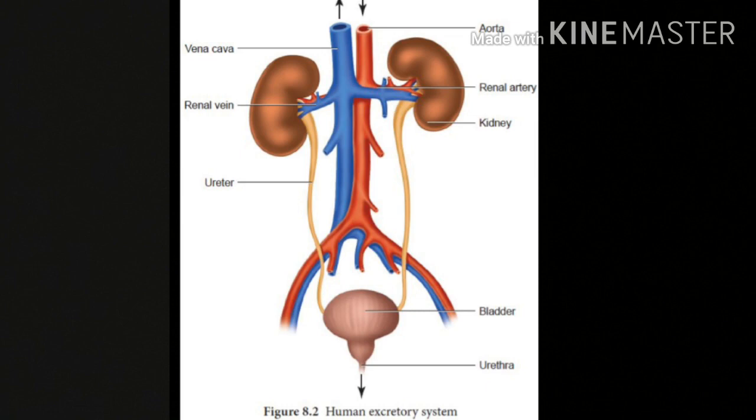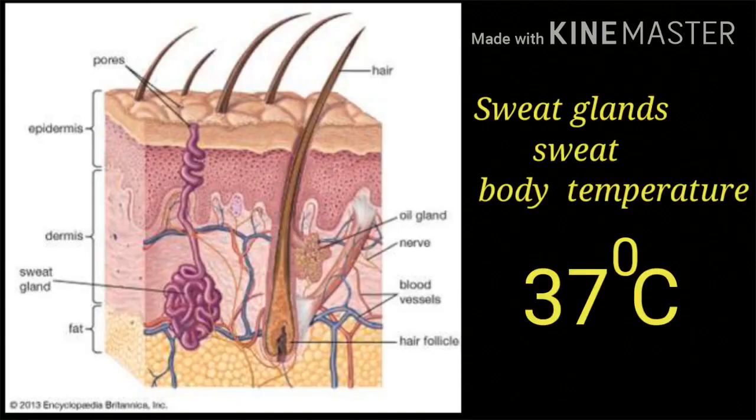Children, we all know kidneys are the major excretory organ, isn't it? Other than kidneys, what other excretory organs are present in our body? Skin and lungs. Sweat glands are present on the skin. They secrete sweat in the form of salt, water, urea, ammonia and lactic acid.